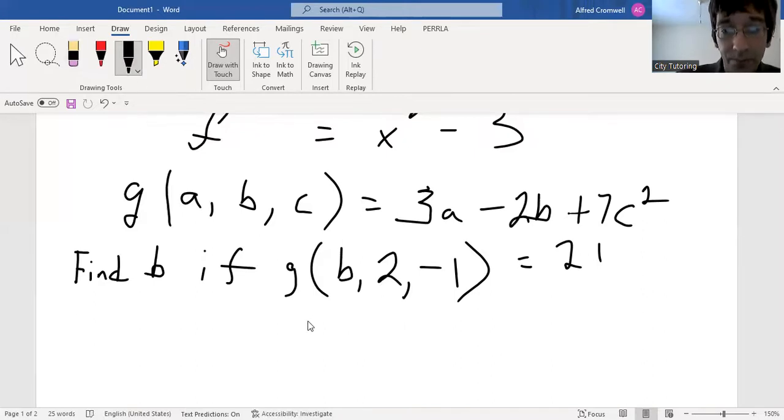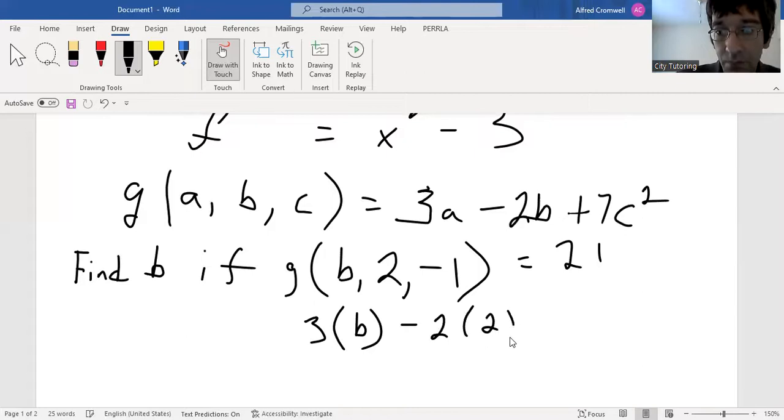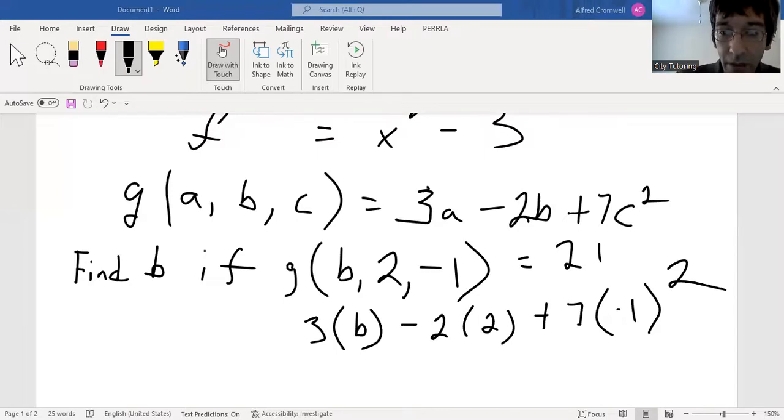We now have 3b minus 2 times 2 plus 7 times negative 1 squared. That yields 3 times b is 3b, negative 2 times 2 is negative 4, plus 7 times negative 1, so that's going to give you minus minus, so that's going to give you 3b plus 3.